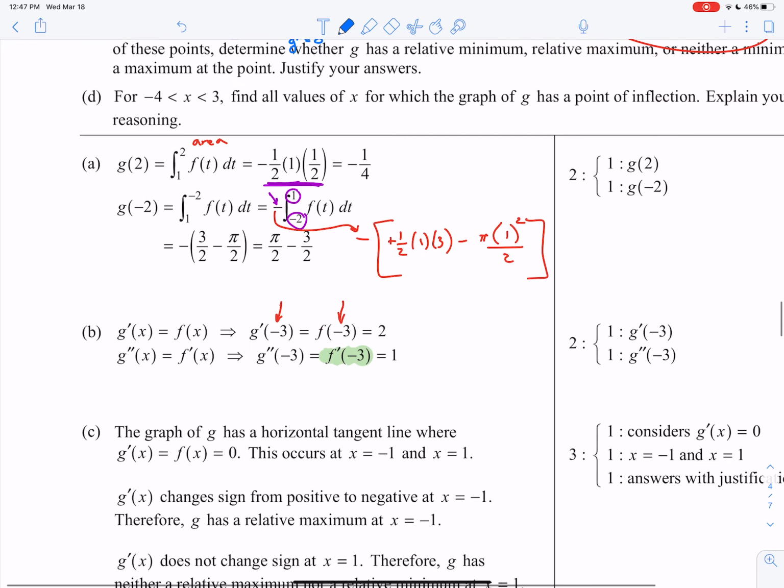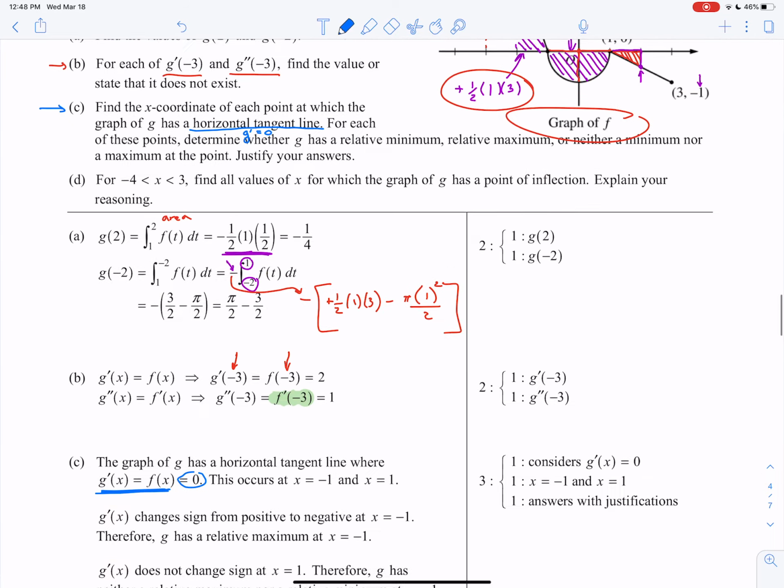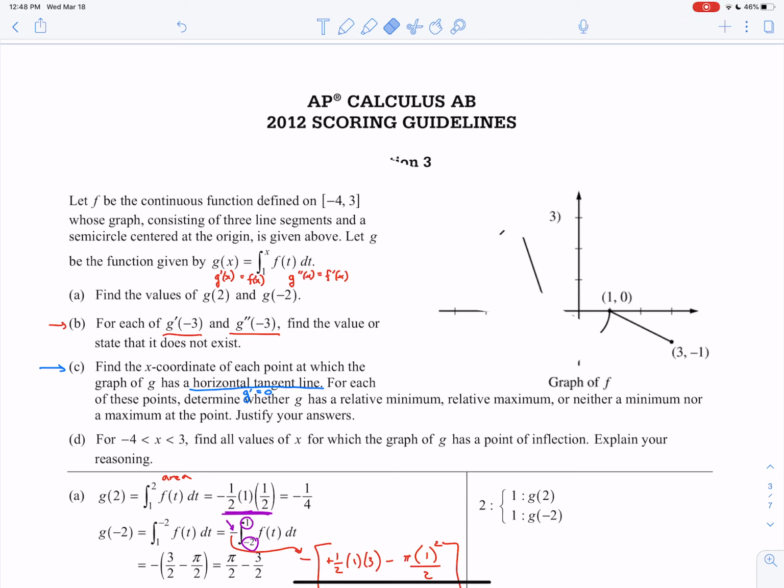So here we go. G prime of x is equal to f of x, so we know that we can set that equal to 0. So pretty much, where is f of x 0? Look at that graph there, okay? There's a lot going on, so let me erase it. F of x is 0 at two different moments. At 1 and at -1, because this is where it touches the x-axis.